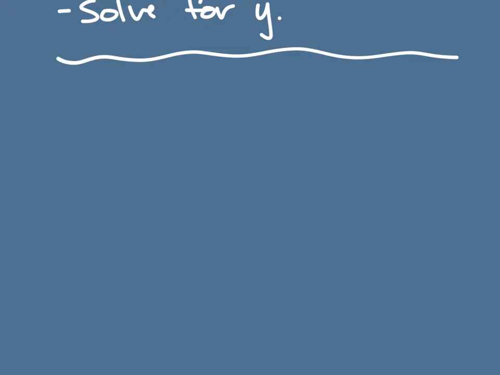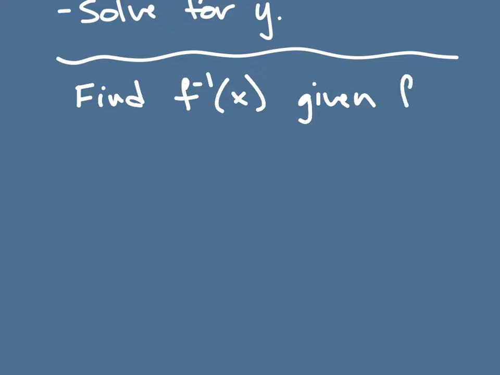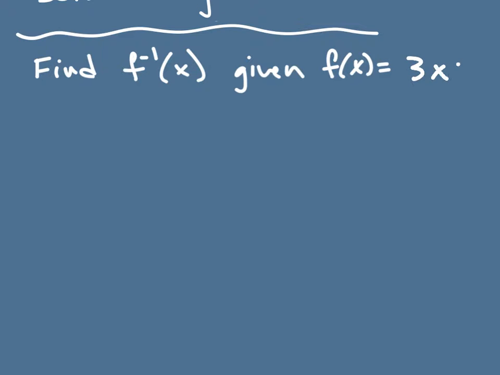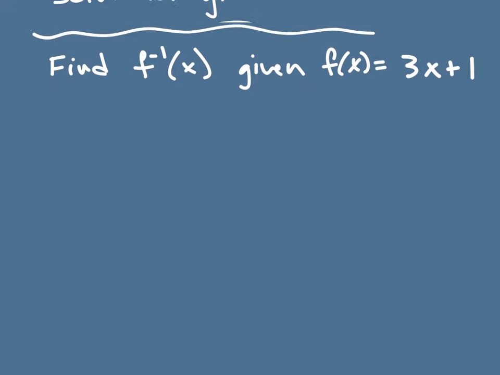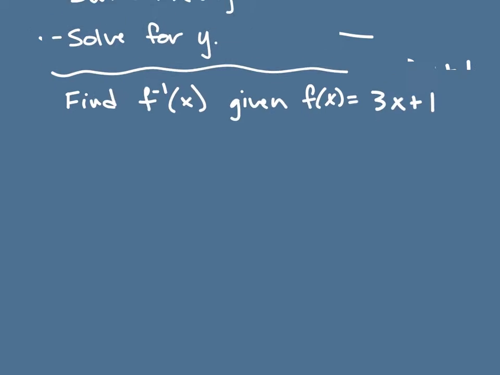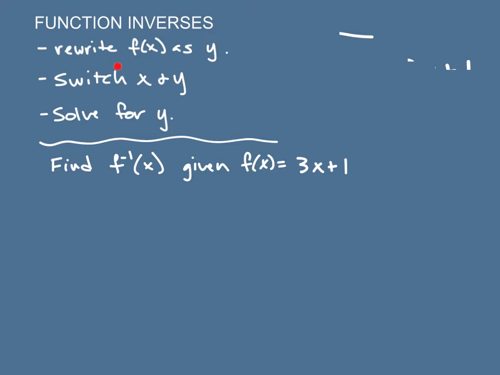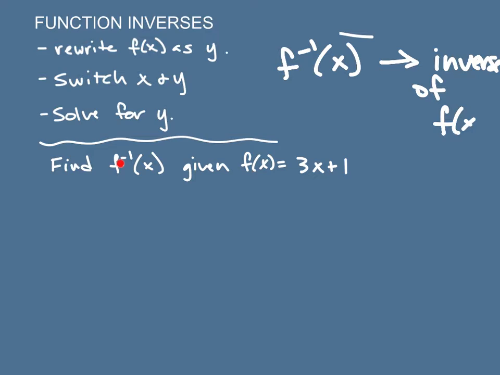The one thing that I want to do here is let's calculate the inverse. So find the inverse of x given a function f of x is equal to, say, 3x plus 1. Let's use this methodology to show you what I mean. This notation here, f inverse, or f to the negative 1 of x, is the inverse of f of x.